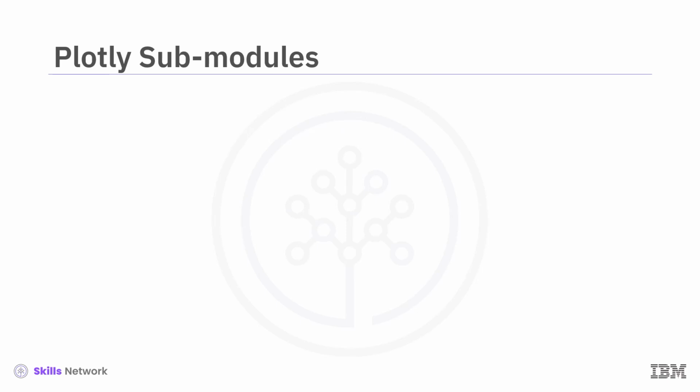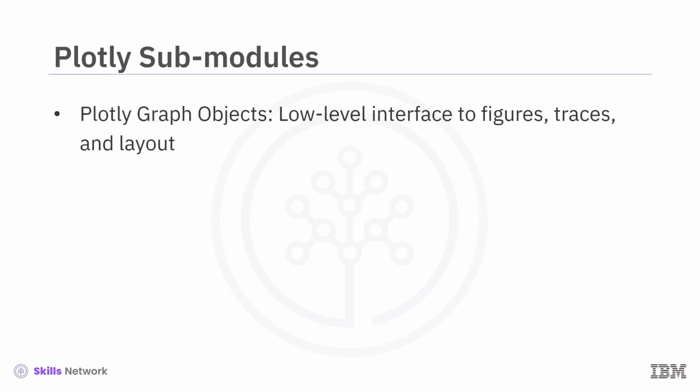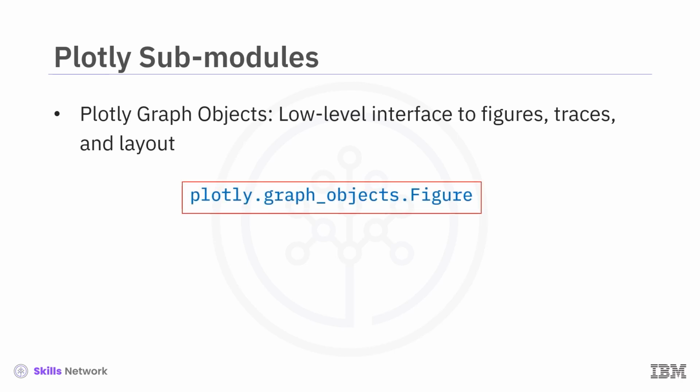Here, we'll be focusing on the two submodules of Plotly, Plotly Graph Objects and Plotly Express. Plotly Graph Objects is the low-level interface to figures, traces, and layout. The Plotly Graph Objects module provides an automatically generated hierarchy of classes, called graph objects, that are used for representing figures with a top-level class plotly.graph_objects.Figure. Plotly Express is a high-level wrapper for Plotly. It's a recommended starting point for creating the most common figures provided by Plotly because of its simple syntax. It uses graph objects internally.